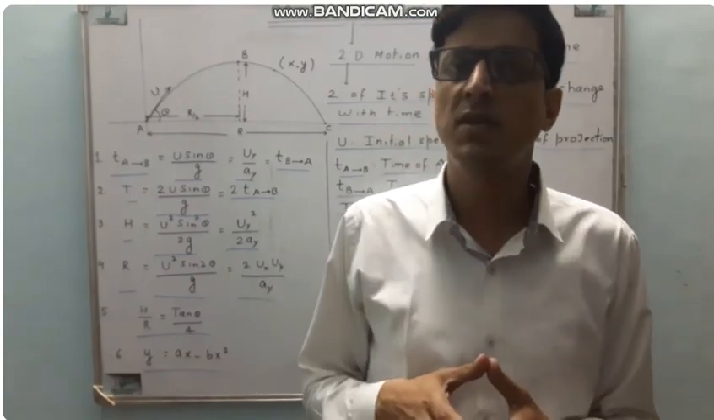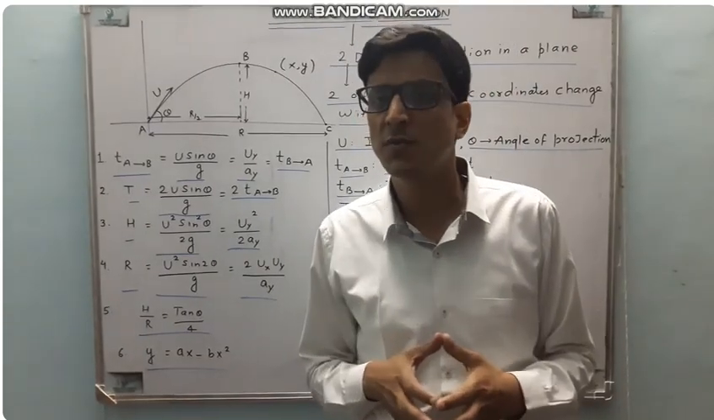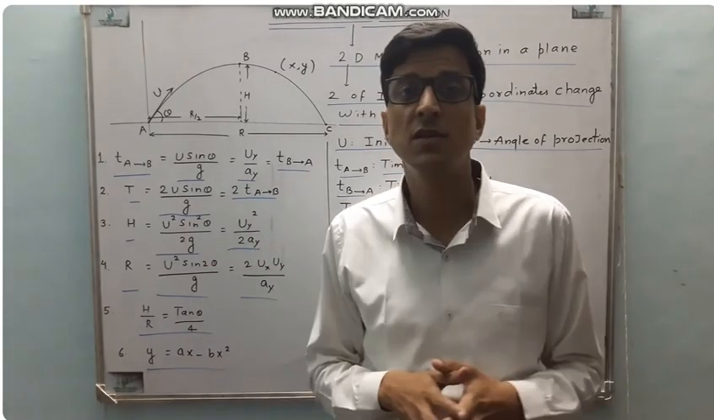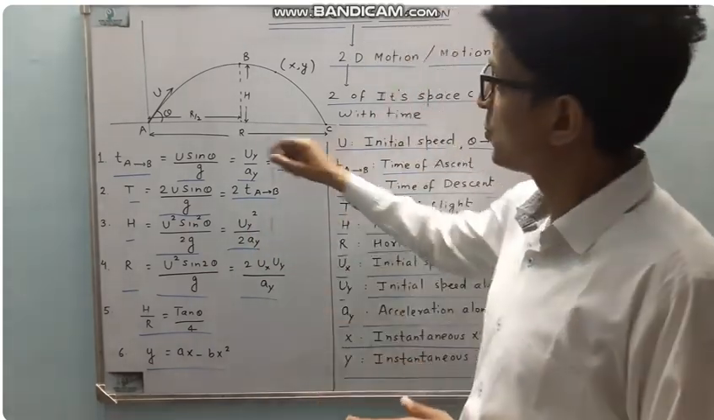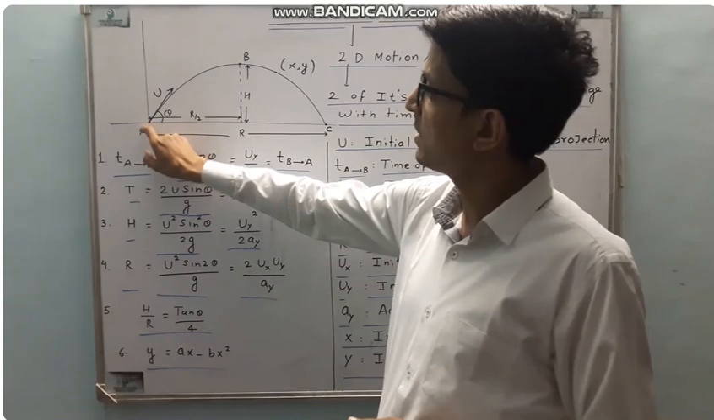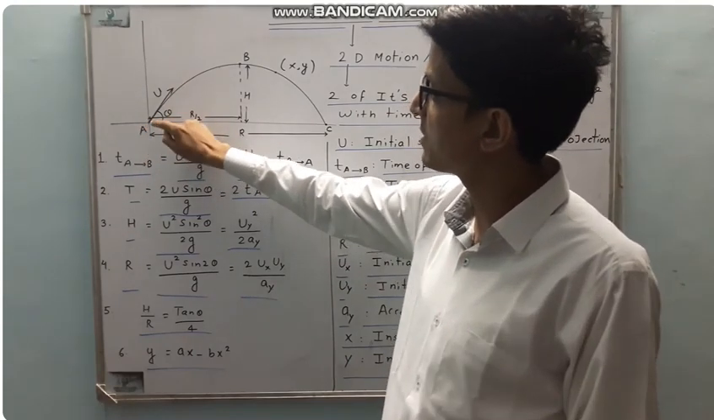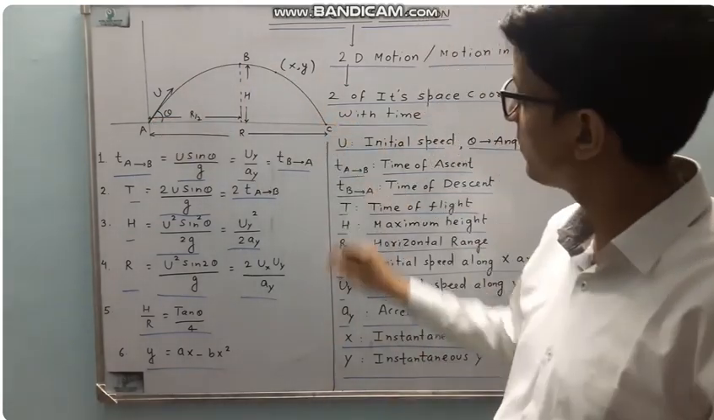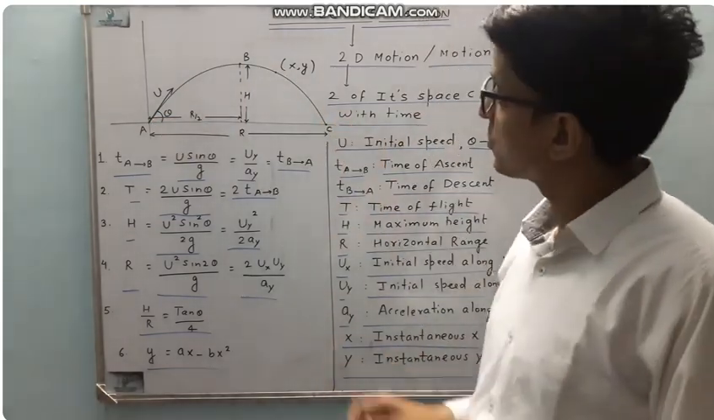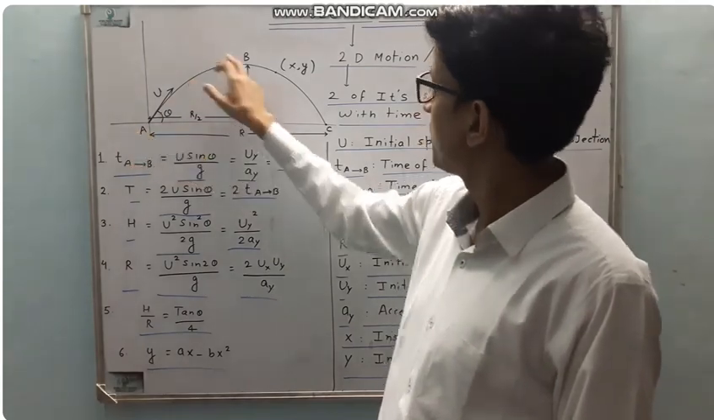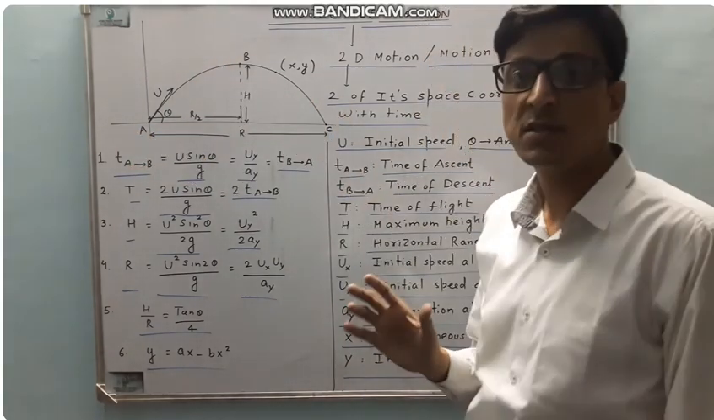There are certain parameters related to the projectile motion. So let's look into the things with proper perspectives. Let's suppose that I project a projectile from point A with an initial speed u, making an angle theta with the x-axis. It follows a parabolic path and finally reaches C. So this point is A, this point is B, and this point is C. So I define certain parameters over here.